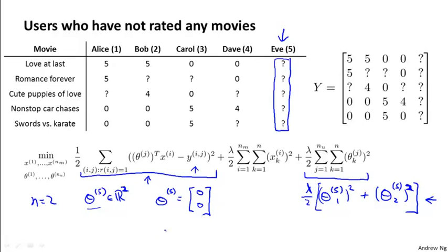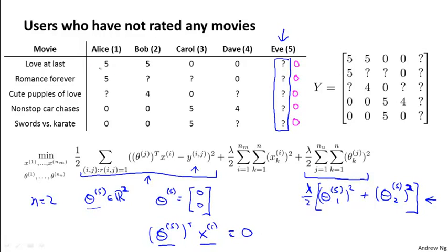And so when we go to predict how user 5 will rate any movie, we have that theta 5 transpose x(i) for any i is just going to be equal to 0, right? Because theta 5 is 0, for any value of x, this inner product is going to be equal to 0. And therefore, we're going to predict that Eve is going to rate every single movie with 0 stars. But this doesn't seem very useful, does it?